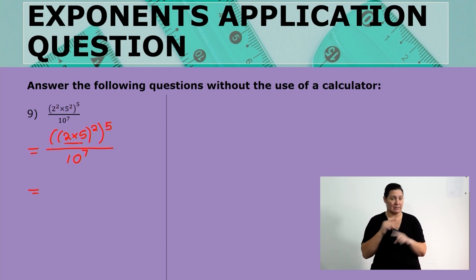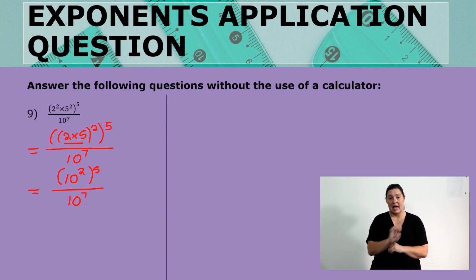Now 2 multiplied by 5 is 10. The 10 is raised to the exponent 2, and the whole power is raised to the exponent 5. And then this is divided by 10 to the exponent of 7. What do our exponent laws say? When we are raising a power, we are going to multiply those two exponents. That is 10. 2 multiplied by 5 is 10.